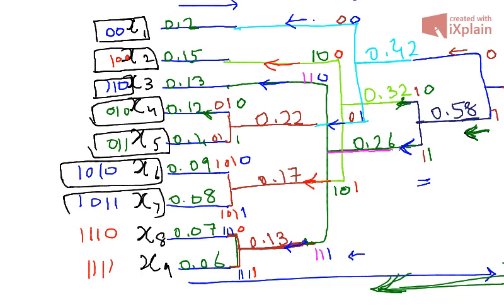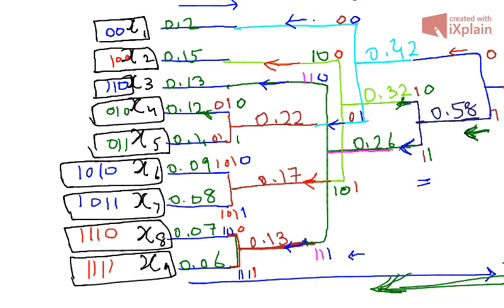x7 has a 4-bit code. x6 also has a 4-bit code 1011, and x8 has a 4-bit code 1110. x9 has a 4-bit code 1111. Now with these codes, you can see that x1 requires just 2 bits of memory, and if you want to save x1 in memory, you just need 2 bits, 00.